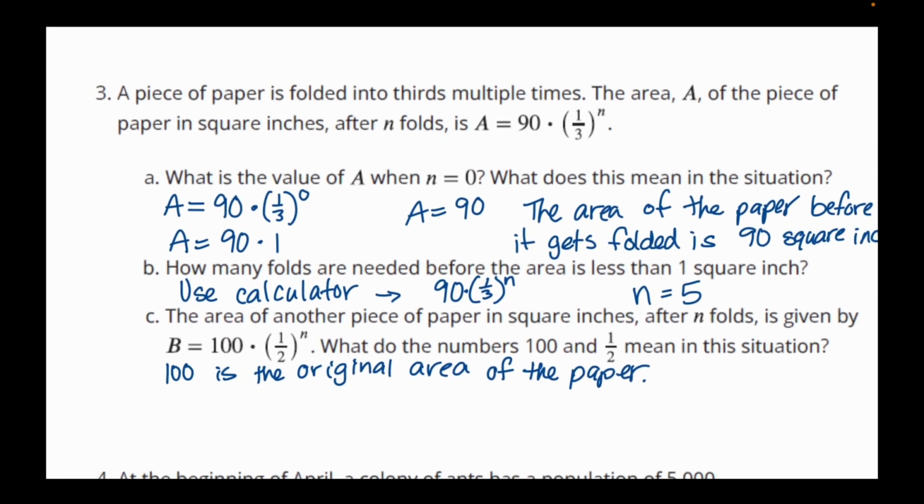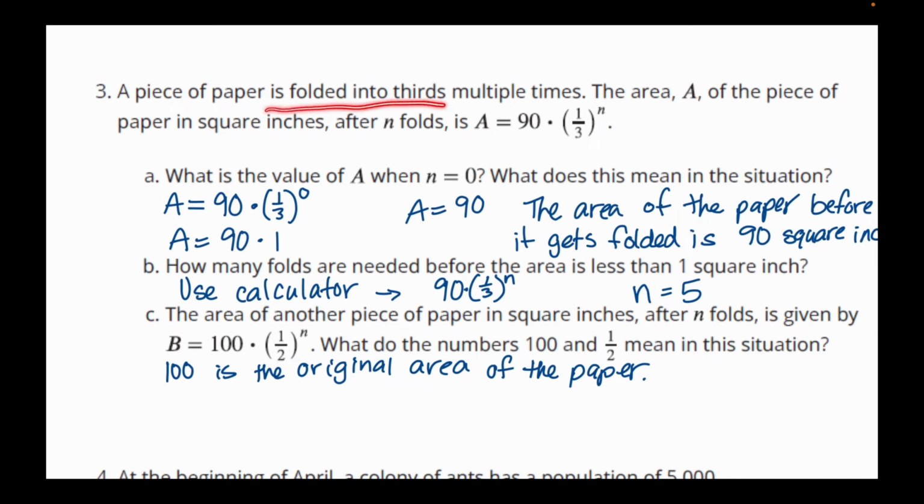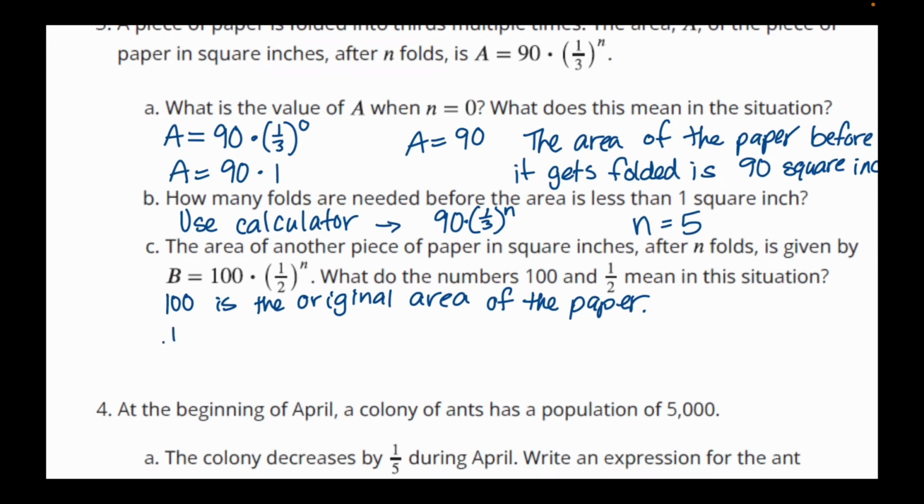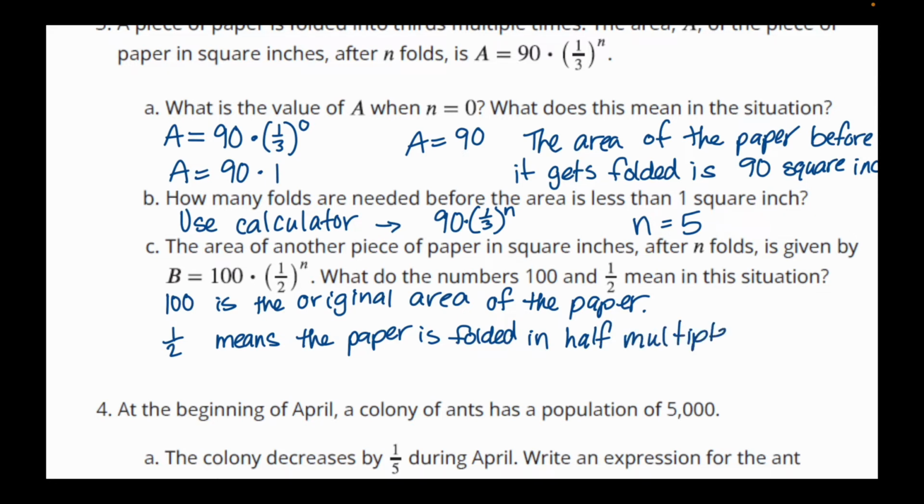And they told us that this piece of paper is folded into thirds, and that is where you see this piece come up here, the 1 over 3. The 1/2 is going to tell us that this paper is being folded in half. 1/2 means the paper is folded in half multiple times. Okay.